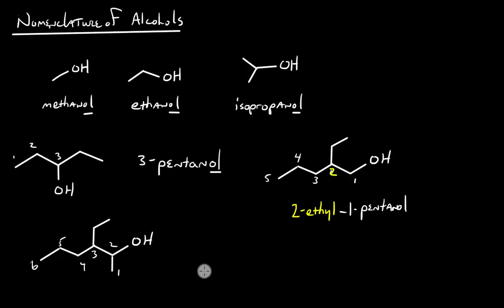And so now we have a hexanol, and now we definitely have to indicate where that hydroxy or OH group is. Now it's no longer in the first position, it's in the second position. So this would be a 2-hexanol. And now that ethyl group has just been switched from the 2 position to the 3 position. So this would still be a 3-ethyl.